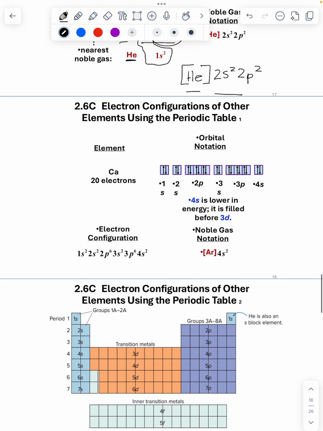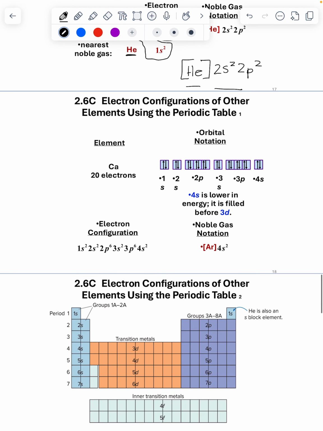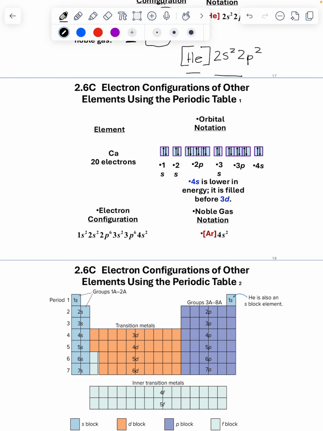All right, let's look at one more thing. We have the element calcium. Calcium has 20 electrons. So when we start looking at where these electrons are going to go, you can start with either the orbital notation or the electron configuration. Either would be fine. Again, this S should go up here, not below. There we go. Now it's correct.